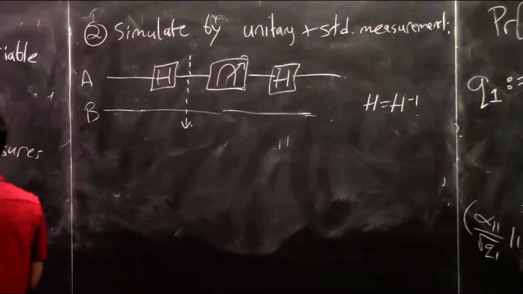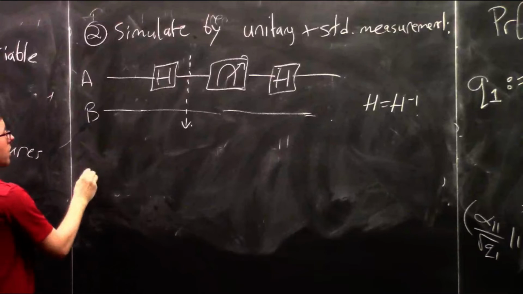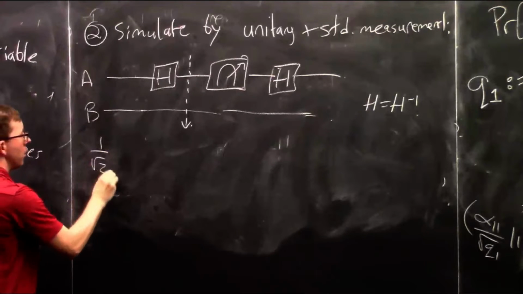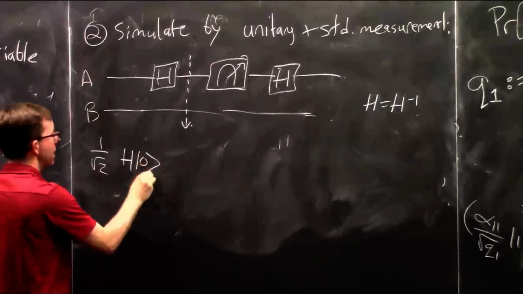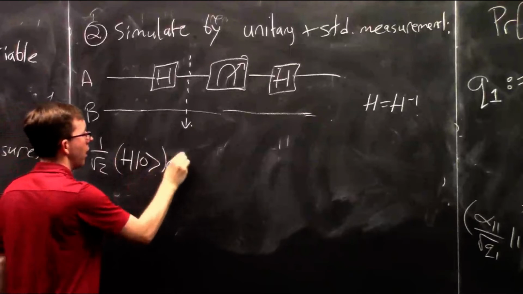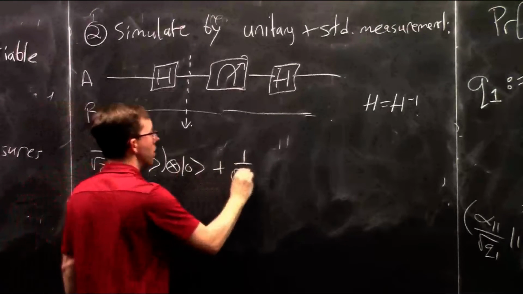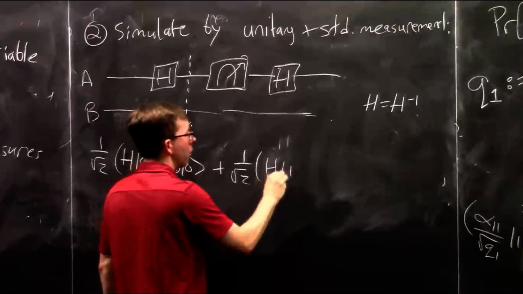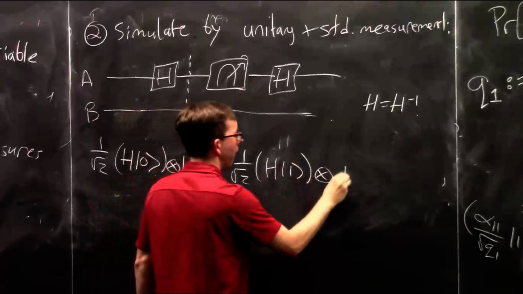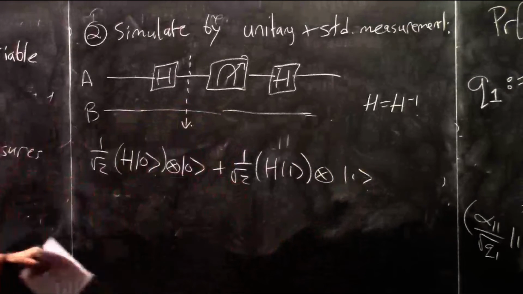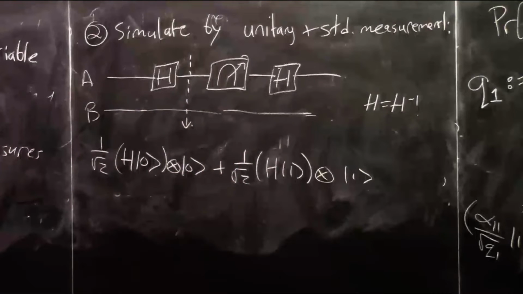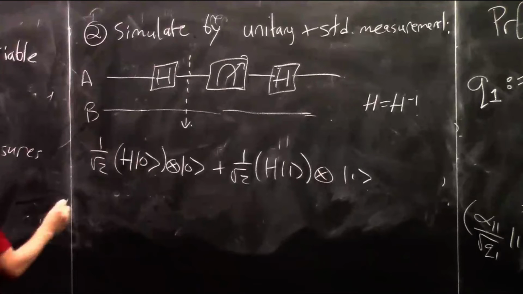So what's the state here? We just do a Hadamard to the first qubit. So the state here is 1 over root 2, Hadamard applied to 0, tensored with 0, plus 1 over root 2, Hadamard applied to 1, tensored with 1. Okay, here we applied the rule from last time about what happens if you do a unitary to 1 qubit in a joint 2-qubit system. Okay, and now we just do algebra.